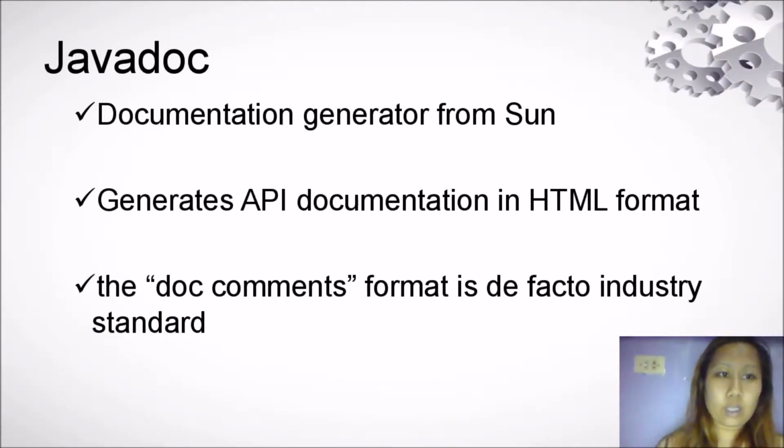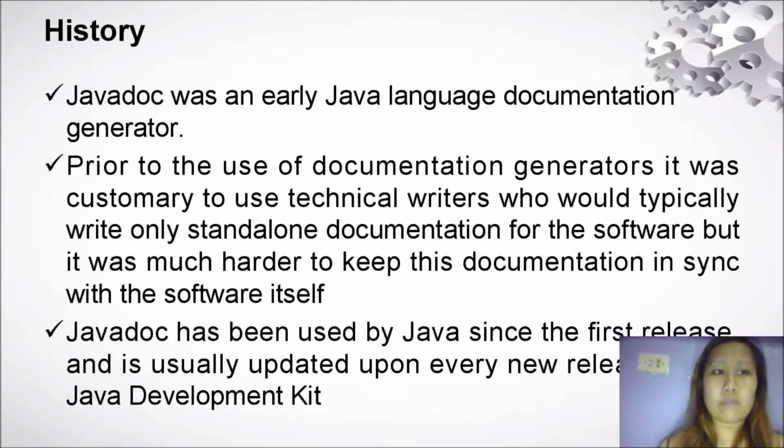So JavaDoc is a documentation generator from Sun Microsystems. It generates API documentation in HTML format, and the doc comments format is the de facto industry standard. So, the history of JavaDoc. JavaDoc was an early Java language documentation generator.